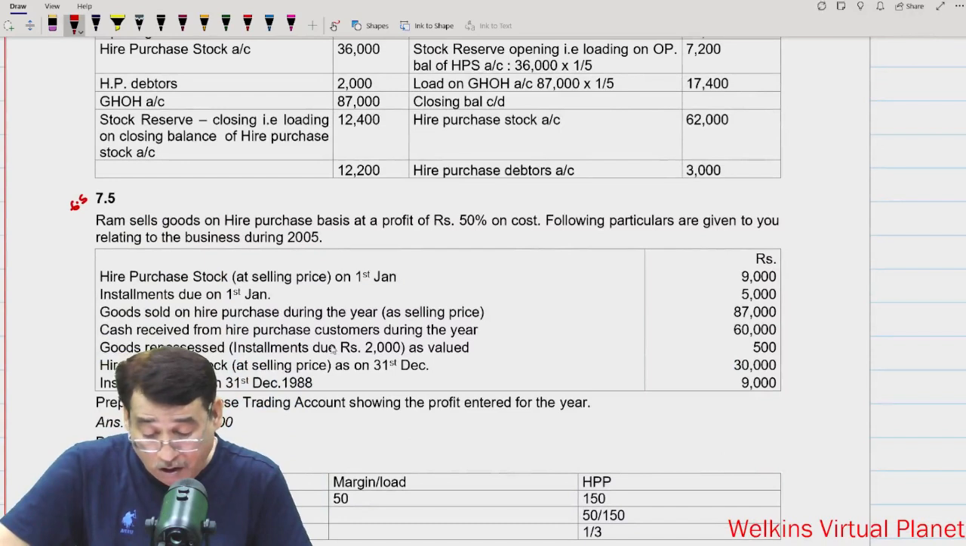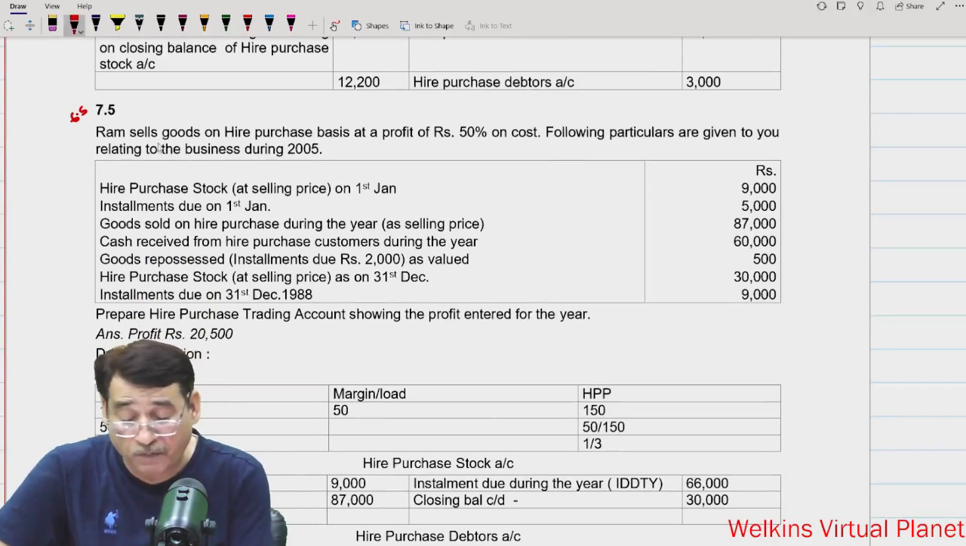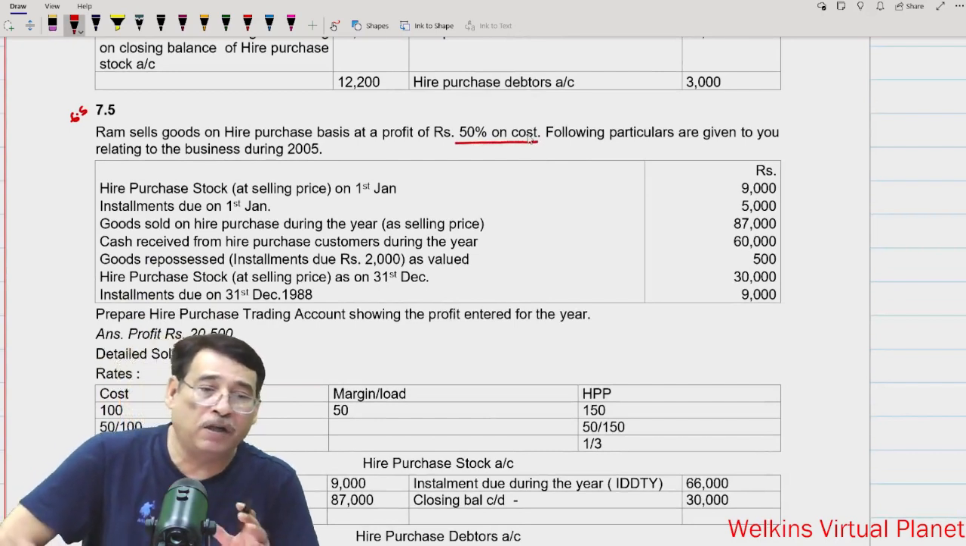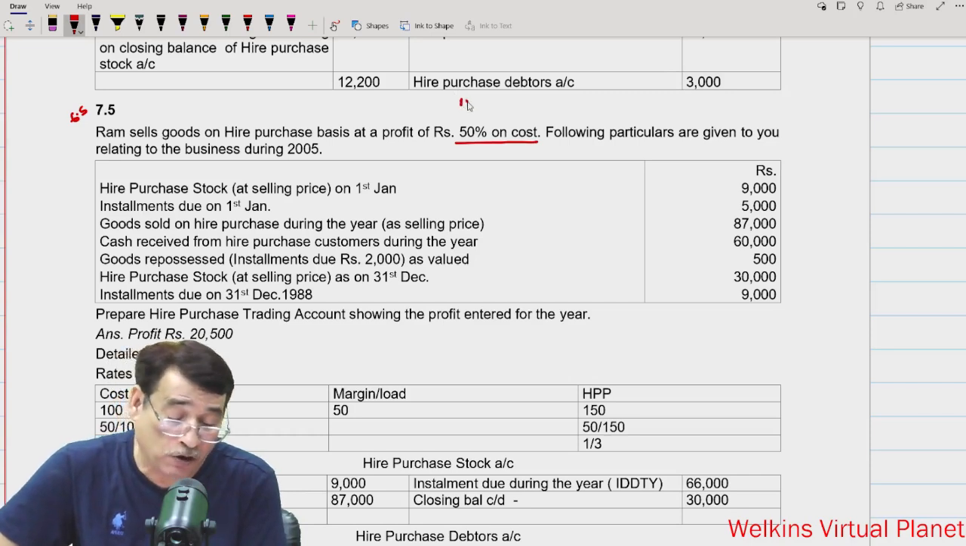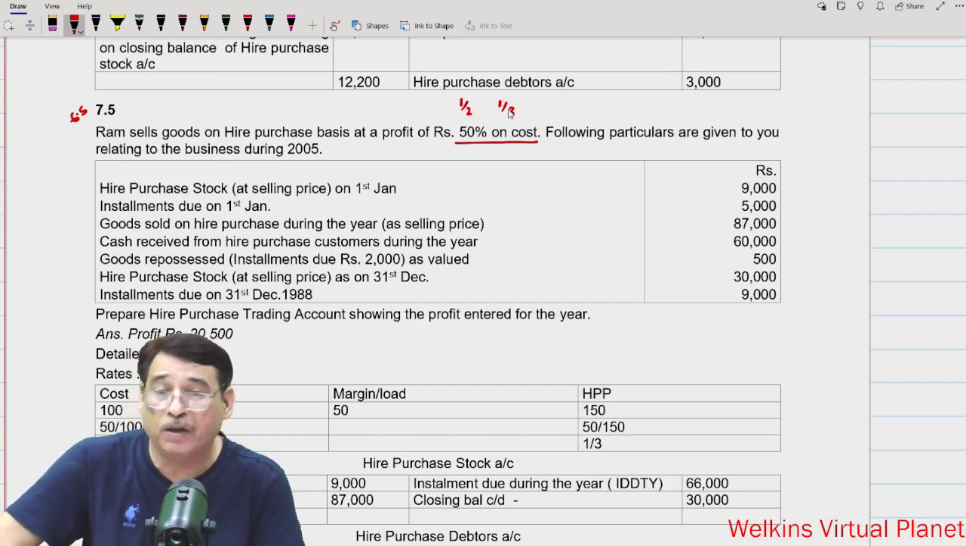In this question, in fact, this question can be done by yourself. Ram sells goods on higher purchase basis at a profit of 50% on cost. So 50% on cost, that means rate of profit on cost 50 by 100, and on selling price it will be equal to 1 by 3.